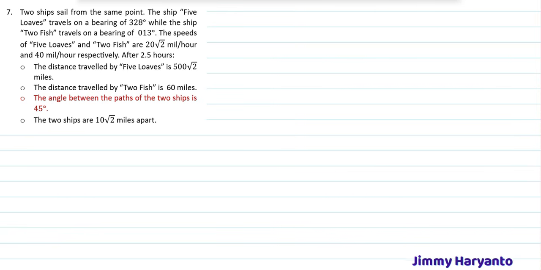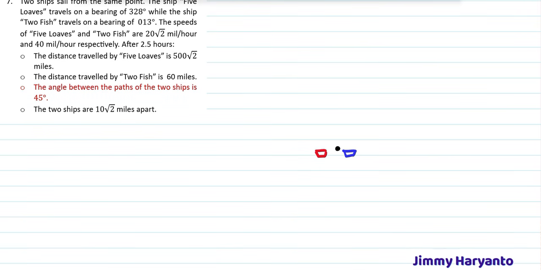Next is 7. For question 7, two ships sail from the same point. Okay, let's take a look at this point. That's the initial position of the two ships. We have the red ship and we also have the blue ship. Okay, the first ship travels on a bearing of 328. Let's say that this one is the first ship, the red one, yeah. So the red one will be 328.